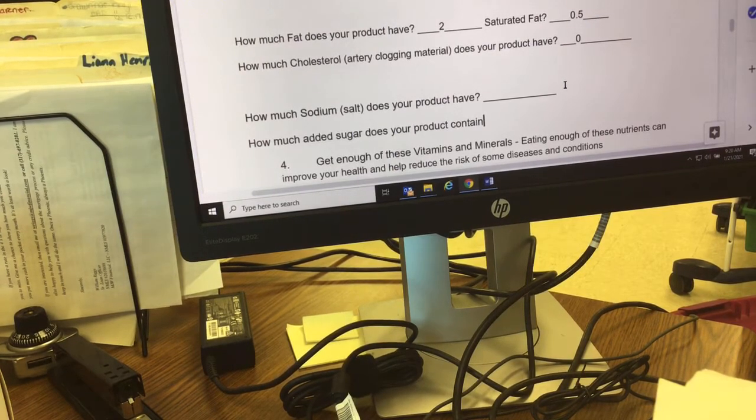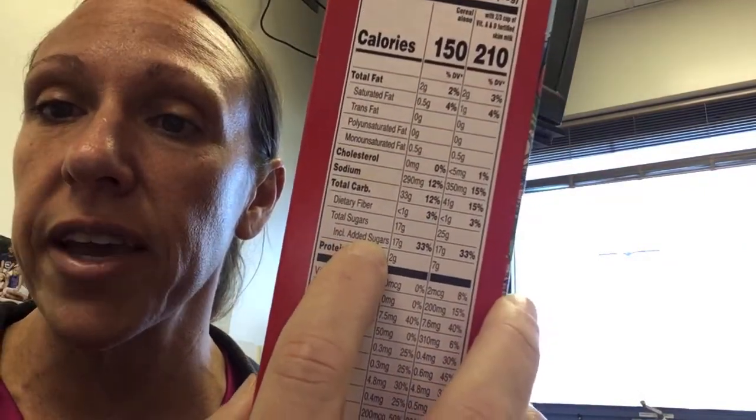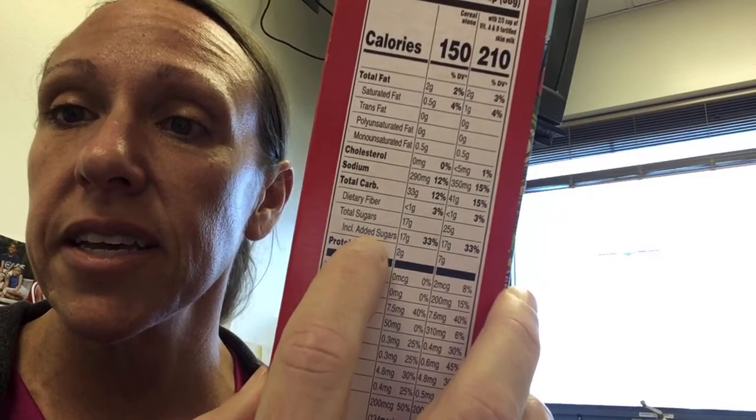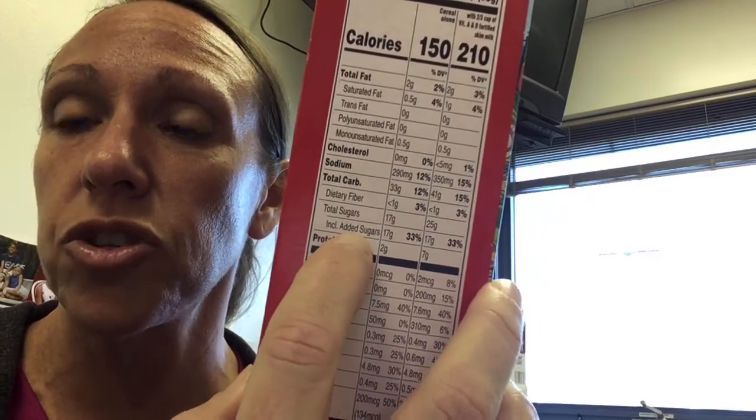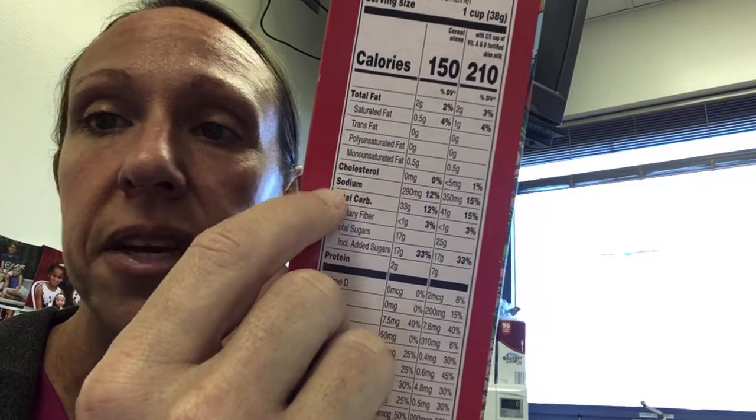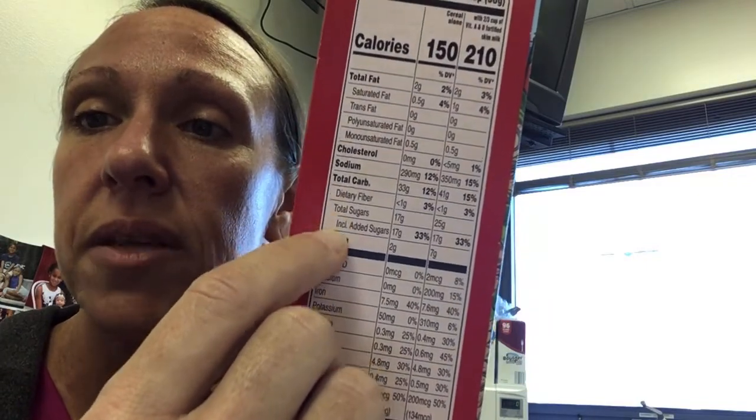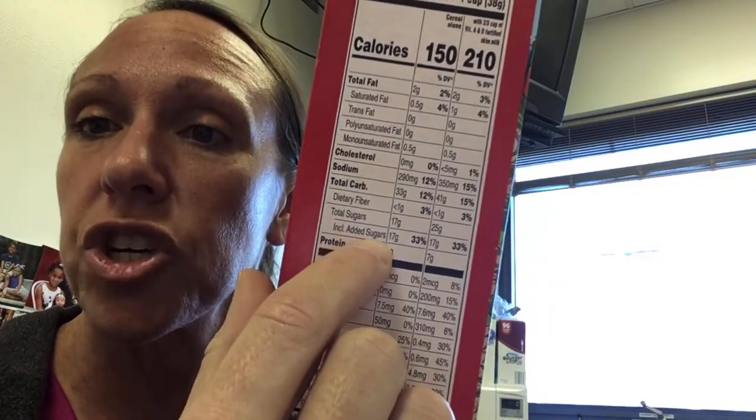Okay, so how much added sugar does your product contain? So we're going to be looking at sodium and then added sugar. Okay, so they changed it. They did not used to have this added sugars right here. Okay, so this is a really big addition to the food label. So we're really glad that they added that, because we want to limit those things. So we're limiting total fat, we're limiting cholesterol, we're limiting sodium, and we are also limiting added sugars.